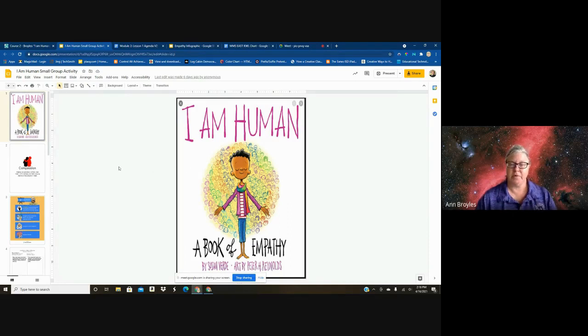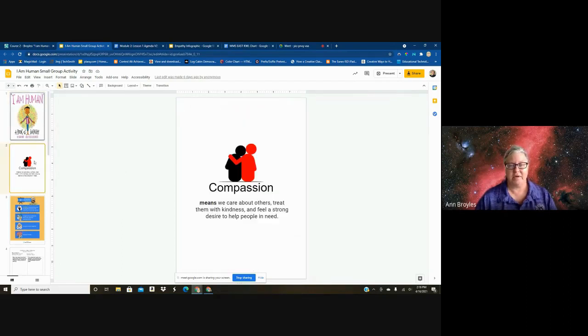So we just read the book by Susan Verde, I Am Human, a Book of Empathy. And in the book, we hear the word compassion. We need to know what compassion means. And compassion means that we care about others. We treat them with kindness and feel a strong desire to help people in need. And we've seen this picture before, haven't we? Right.